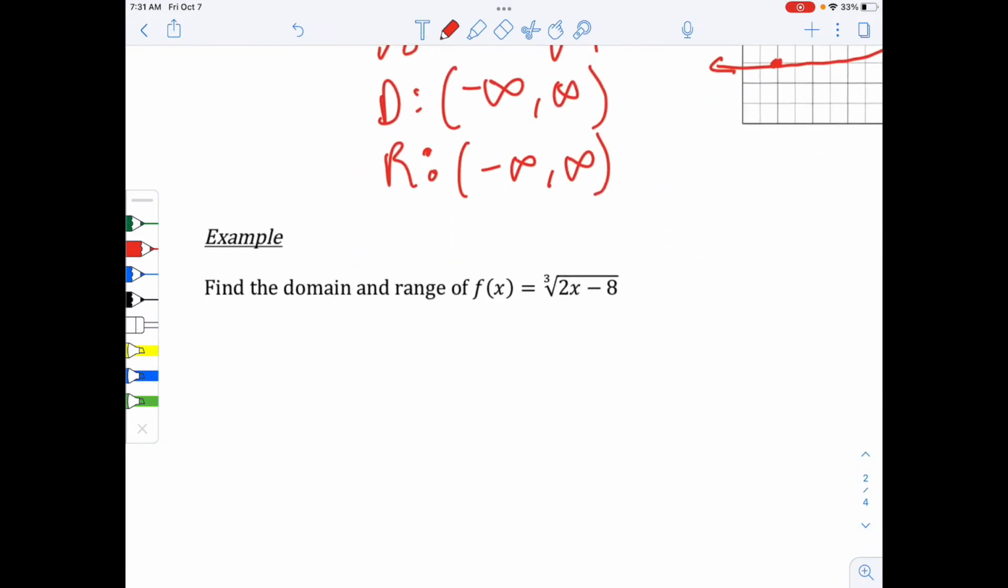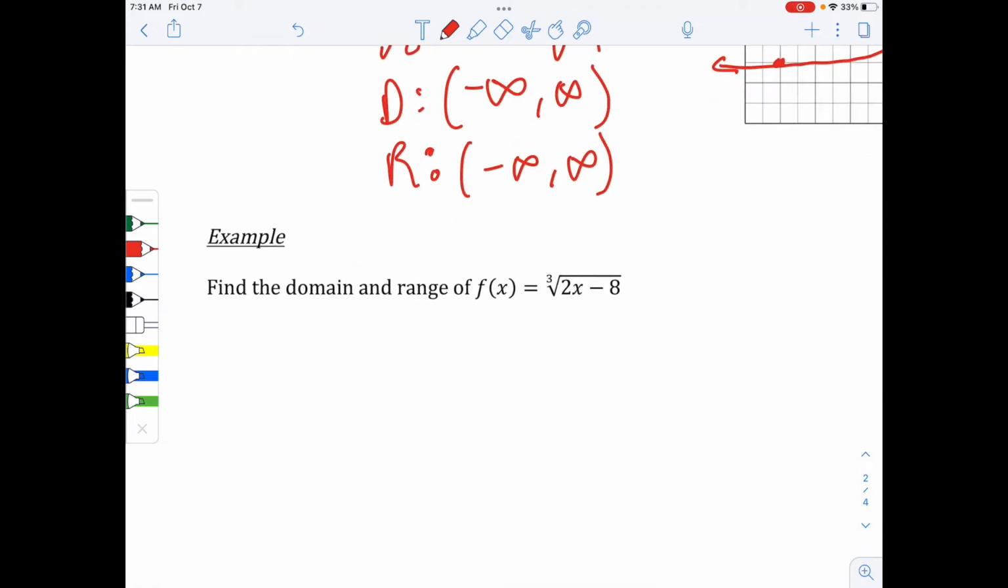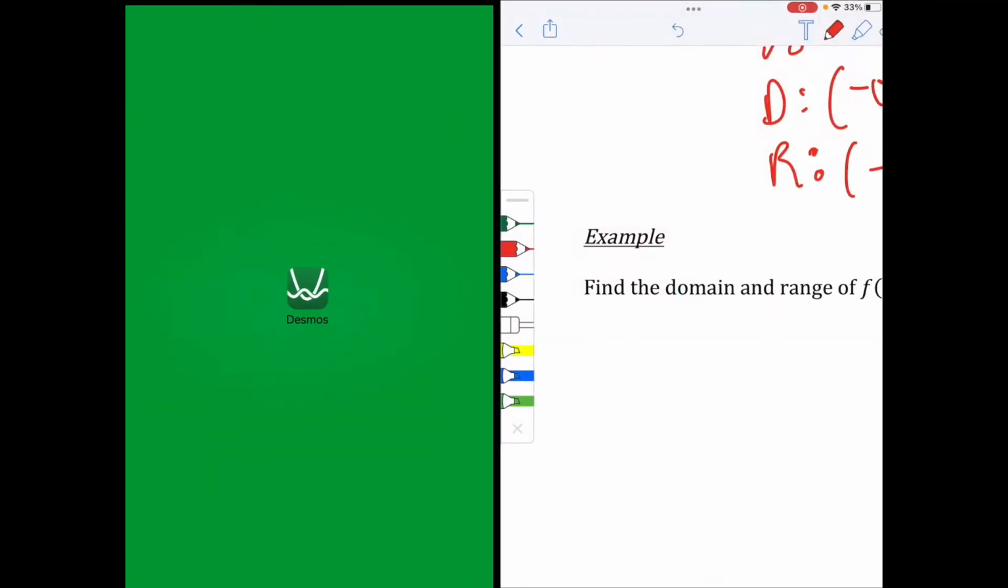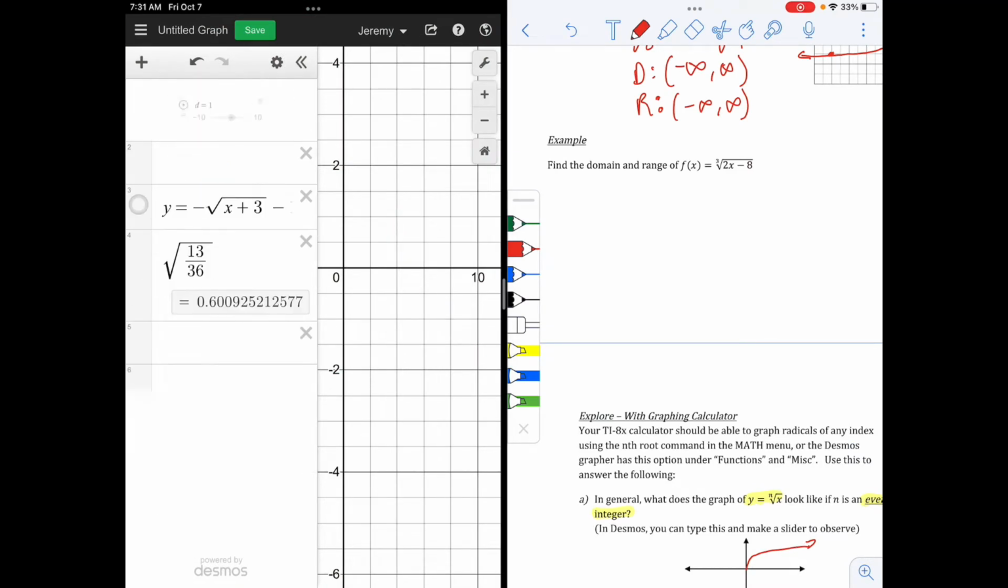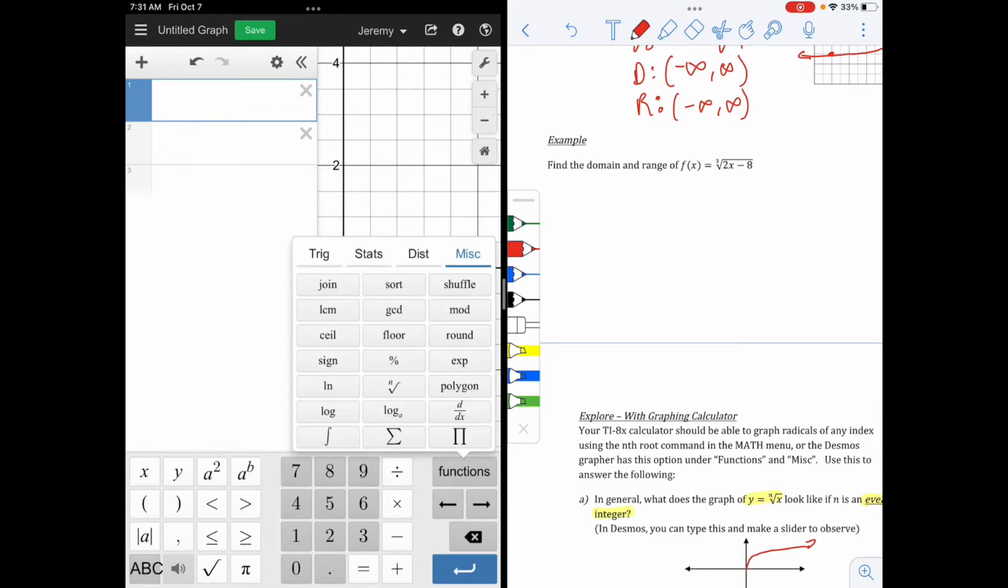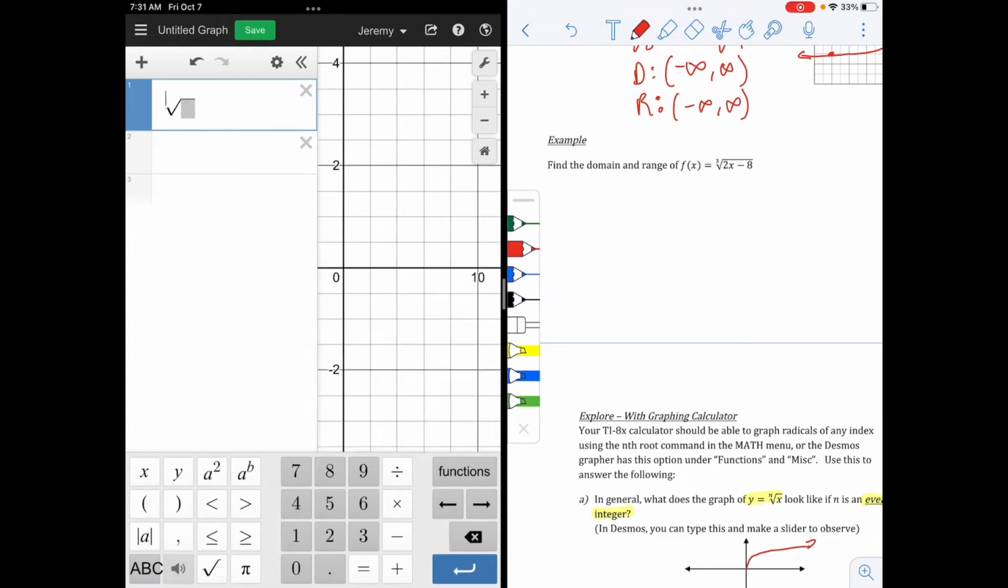So what happens if we have a function like this? The cube root of 2x minus 8. Well, let's graph it, and we'll find out here. Let's get this stuff out of here. The cube root is under functions, miscellaneous. You can use the nth root. This is on Desmos. You can download the app or go to desmos.com and open up the calculator, desmos.com/calculator. You don't have to, but we should put a y equals in front. So y equals the cube root of 2x, and underneath is minus 8.